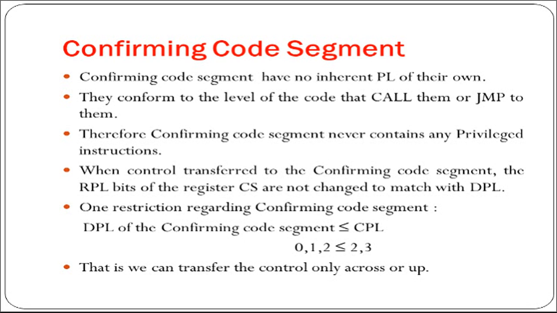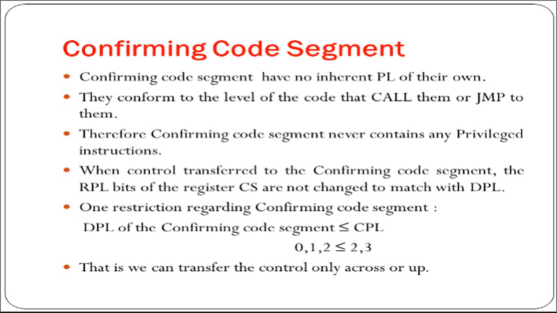A conforming code segment can have read permission. Conforming code segments have no inherent PL of their own. They conform to the level of the code that calls them or jumps to them. For example, if a program in a PL2 segment transfers control to a conforming code segment, then the conforming code also runs at the PL2 level. The same is applicable for 0, 1, 2 also. Therefore, a conforming code segment never contains any privileged instruction.